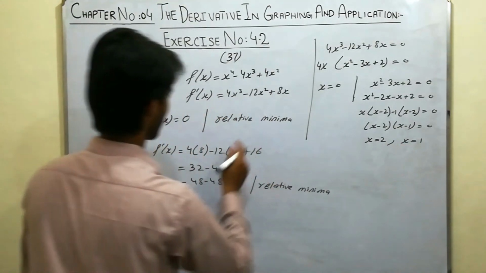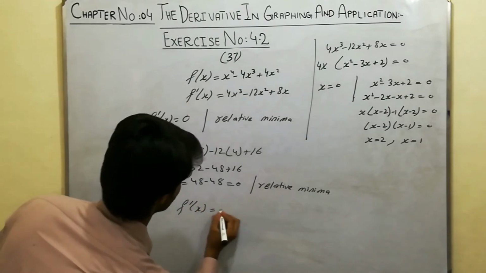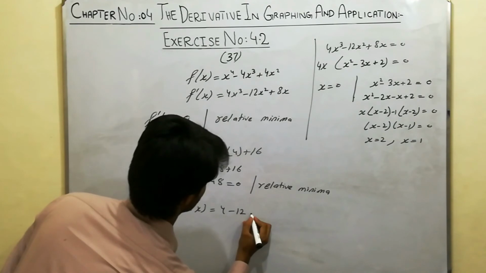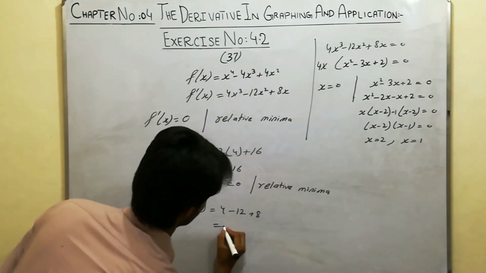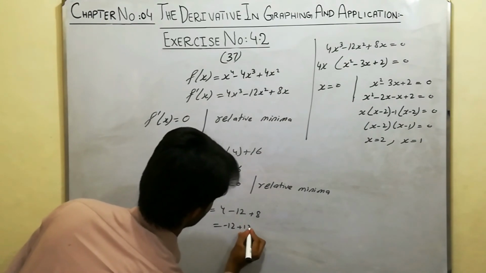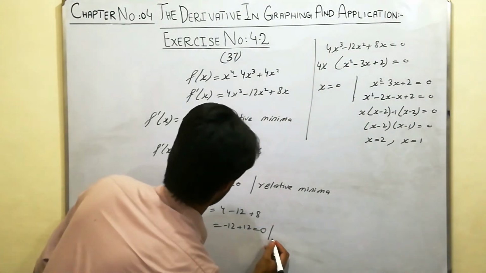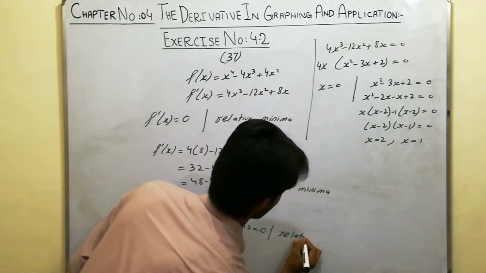At x is equal to 1, put x is equal to 1 in the derivative. We also have a positive value, which means that at x is equal to 1 there is a relative minima.